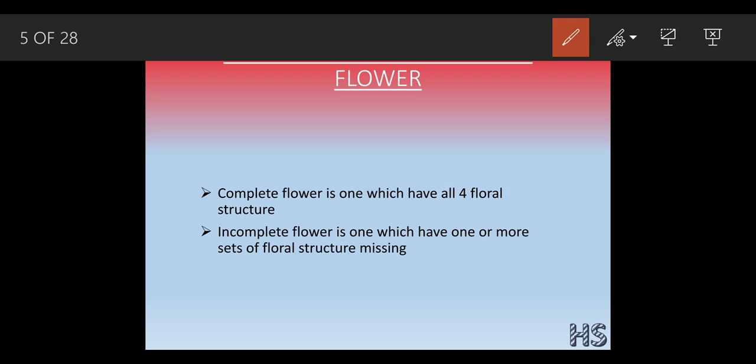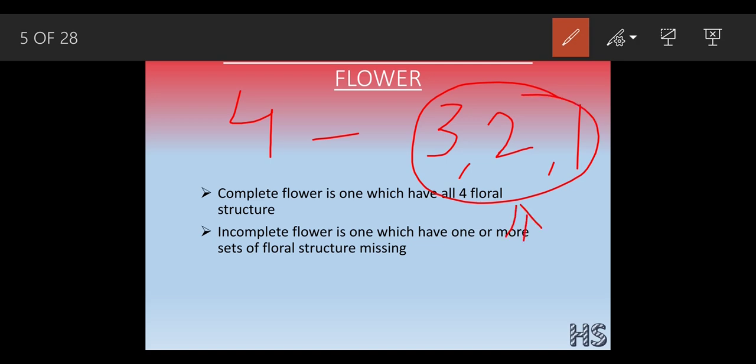Incomplete flower. Suppose out of these 4 whorls, there are only 3 whorls in a flower, it could be 2 or it could be 1. So this 3 to 1 would be considered as the incomplete flower. Okay, if one or more parts are missing in those flowers, they would be considered as incomplete flowers. Complete flower means we need all the 4 structures like this. If it has 3, 2 or 1, it would be considered as an incomplete flower. Easy.